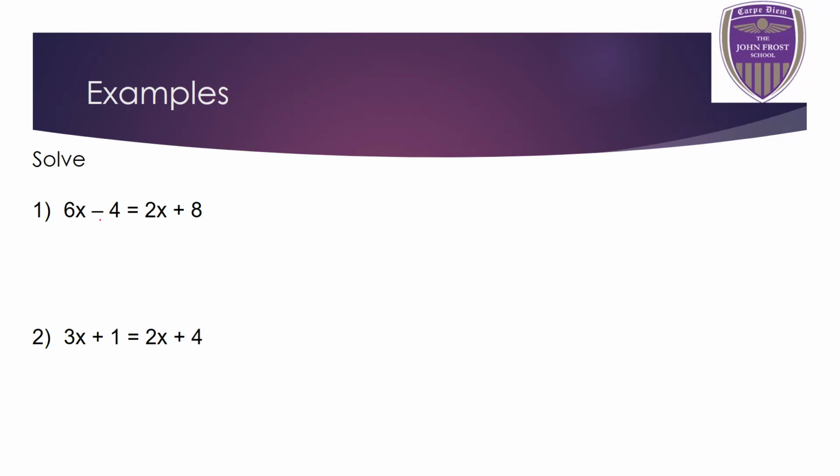So we've got 6x minus 4 equals 2x plus 8. The reason it's called the unknown on both sides is because the unknown is the x. That's the value that we don't know, isn't it? We don't know what x is at the moment, and there's an x on both sides of the equals. So that's why it's called unknown on both sides. I'm just going to rewrite this over here where there's a bit more space for workings.